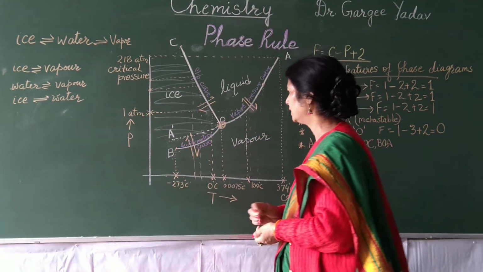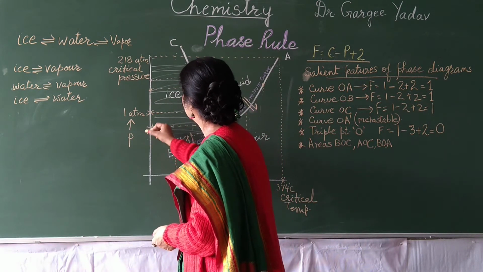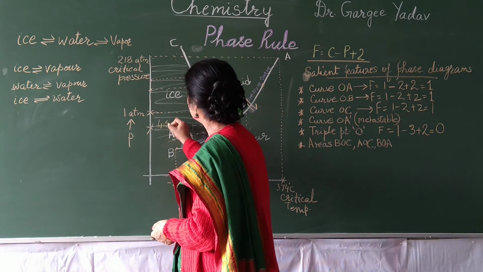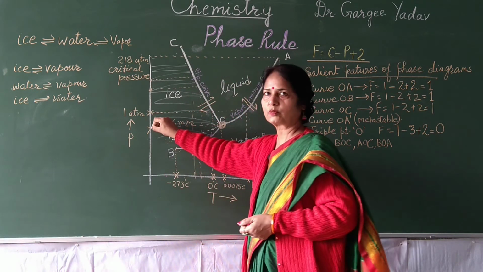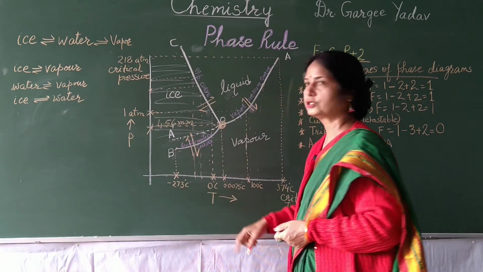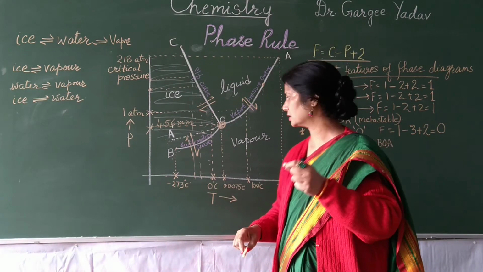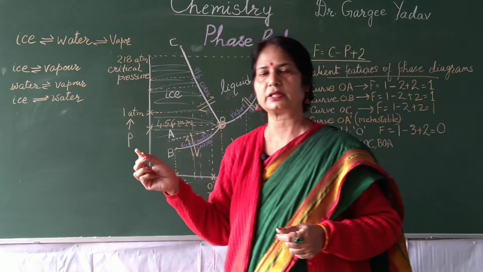And the conditions here are: the pressure is 4.56 mm of Hg, and the temperature is 0.0075 degrees centigrade. However, in some books it is also mentioned as 0.0098 degrees centigrade.